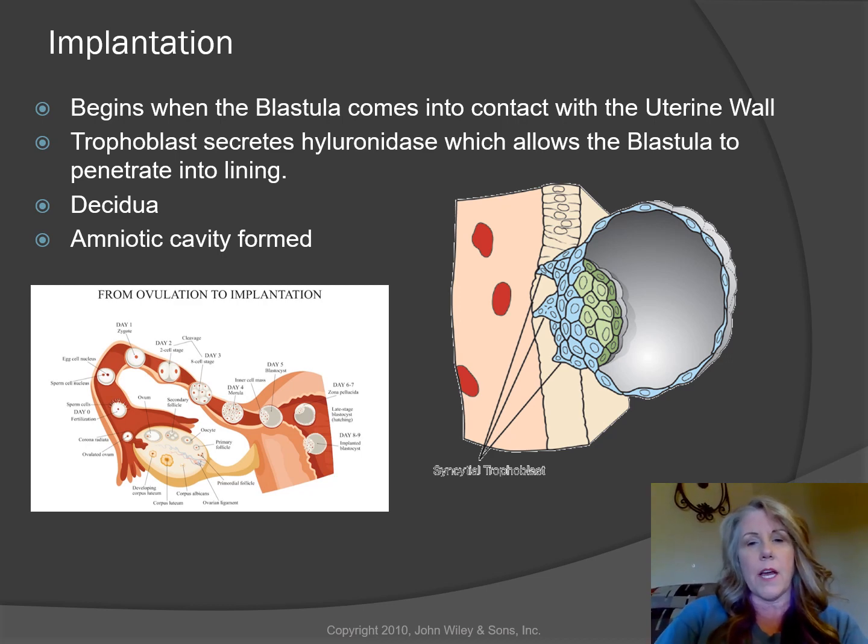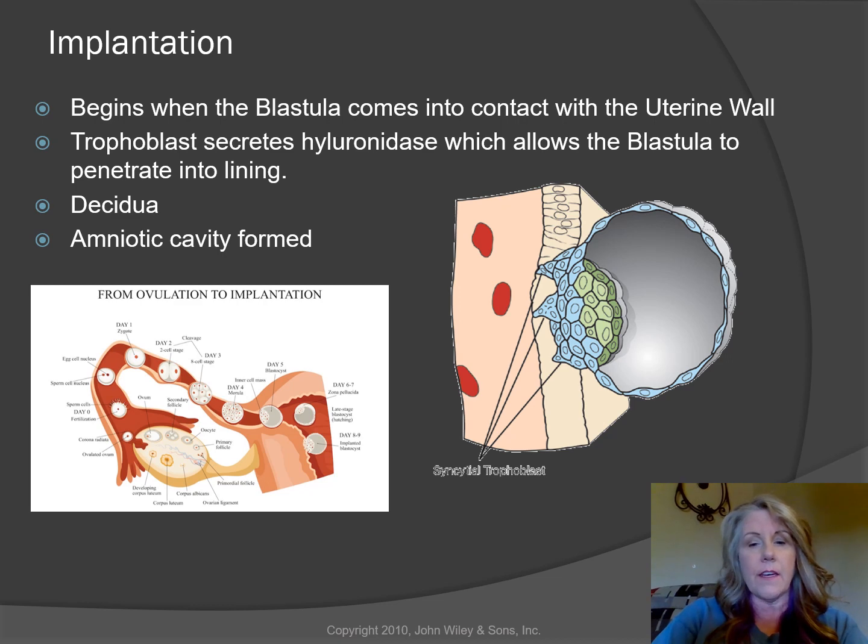It begins when the blastula comes into contact with the uterine wall. The trophoblast, remember the part that we talked about, secretes hyaluronidase, which allows the blastula to penetrate into the lining. So it physically penetrates into the uterine lining, into the endometrium.